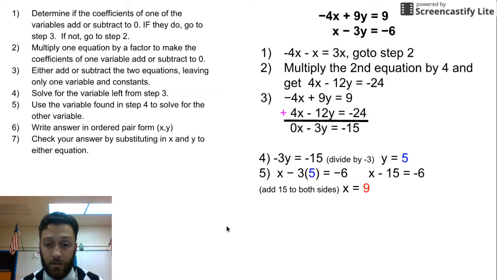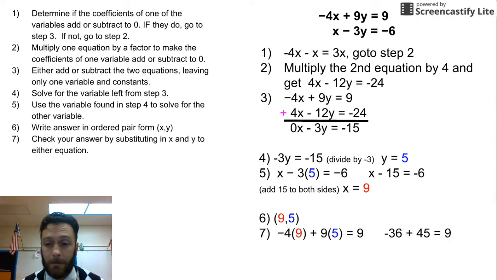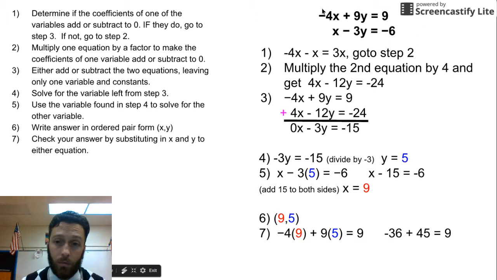Our solution is therefore going to be 9, 5, and we substitute that back into one of the equations. We get -36 plus 45 equals 9. That's true, which means step 6 is correct. So that's just 4 quick examples for elimination. The first 2 is where you don't even have to do any multiplying. It's going to go pretty quick. And then the second 2, you have to make a judgment call on what you want to multiply it by, and if you add or subtract your 2 equations to get one of your variables to equal 0.